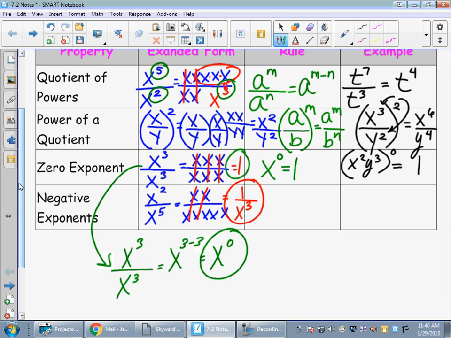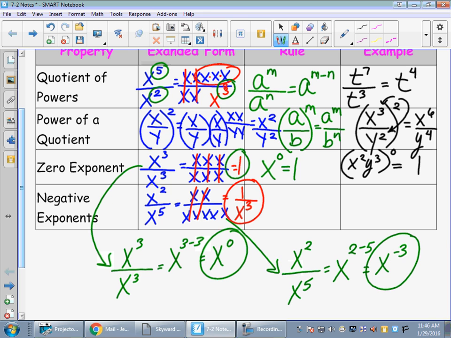When I use my rule, come down in the corner here, if I use my rule, x squared over x to the 5th, I will get a negative exponent. When I subtract a 2, take away 5, it's always top minus bottom, you will end up with x to the negative 3rd. So my rule gives me a negative exponent. My expansion gives me a reciprocal, which leads us into the definition of negative exponents.